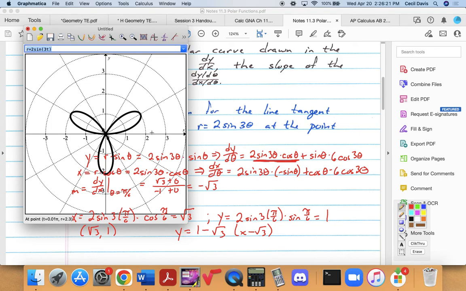All right. So now if I graph that line, y equals 1 minus square root of 3 times x minus the square root of 3. Wow. Alakazam. Perfect. So what I was doing was right. I don't know why I graphed it wrong. That's why I don't trust technology.